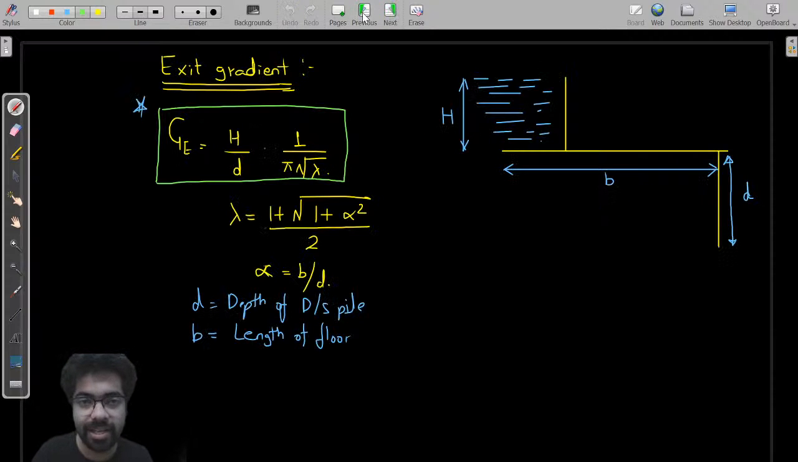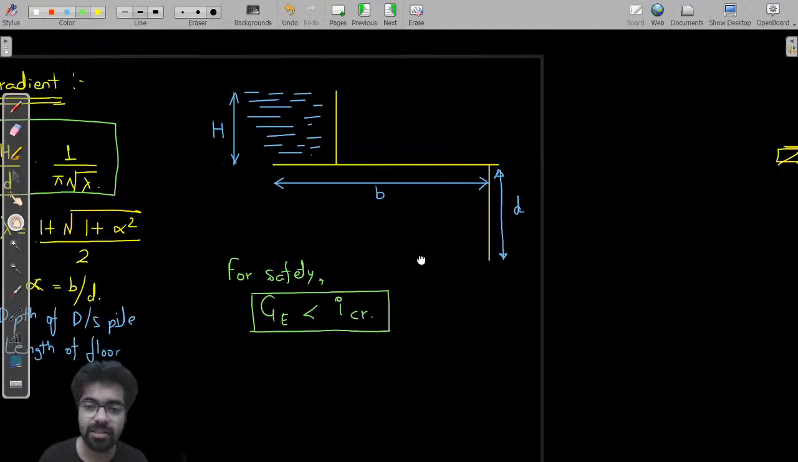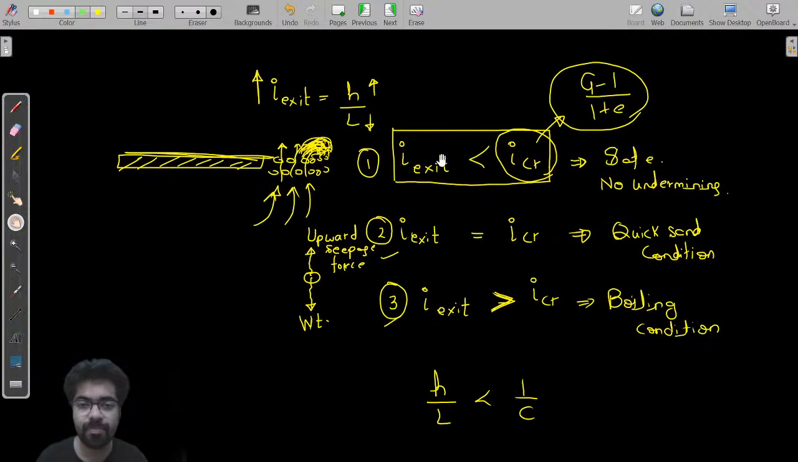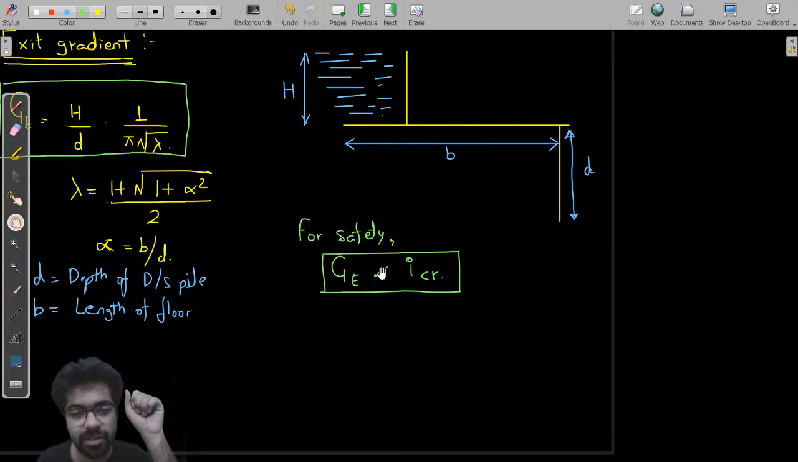So first you will find exit gradient, and you will pray to God that the exit gradient should be less than the critical value. This we have already discussed. I already told you that the exit gradient value should be less than the critical value if you want your soil not to undermine or not to get eroded at the downstream end, so that no undermining takes place. So this is from the safety point of view.